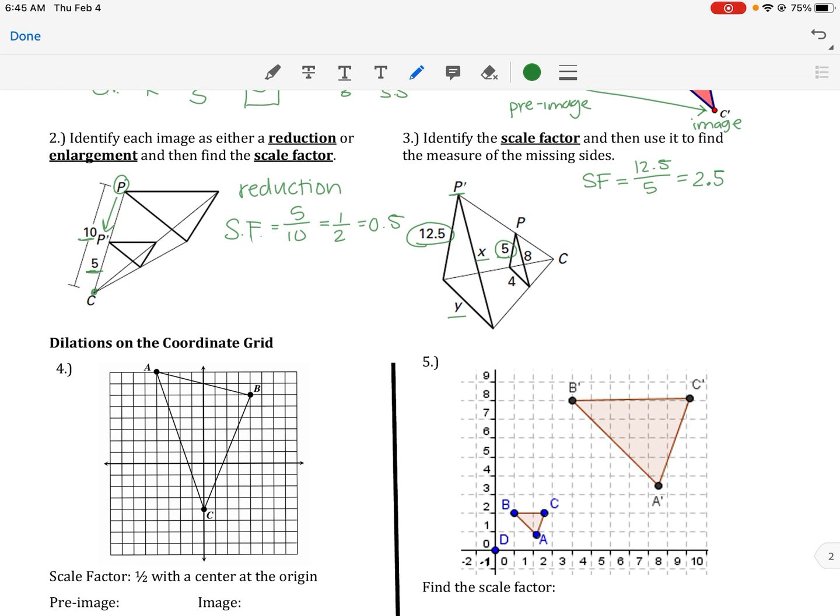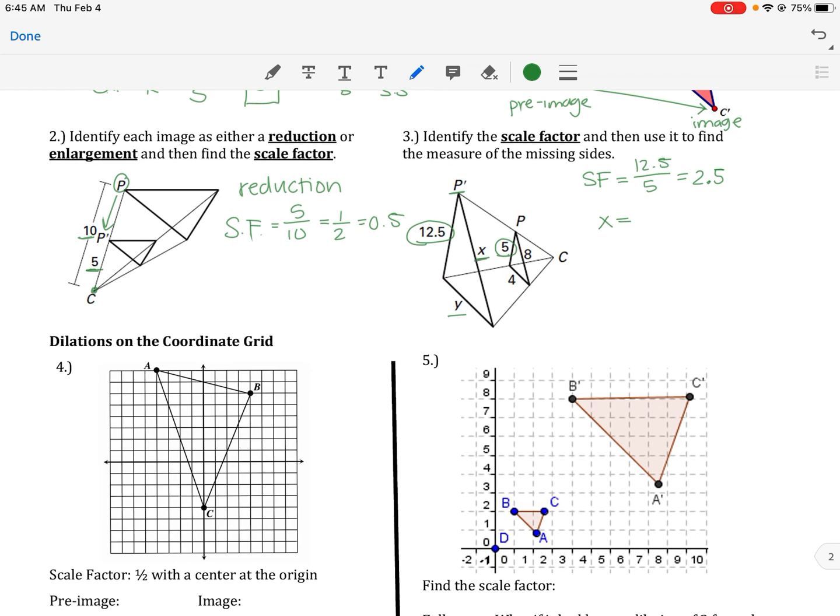So there's a couple different ways we could do it now, right? I think a lot of kids say, okay, well, if it's 2.5 times as big, if I know x relates to 8, I'm just going to say 8, and when I multiply by 2.5, or make it 2.5 times as big, I'll get what x equals. So when you do 2.5 times 8, we end up with 20.